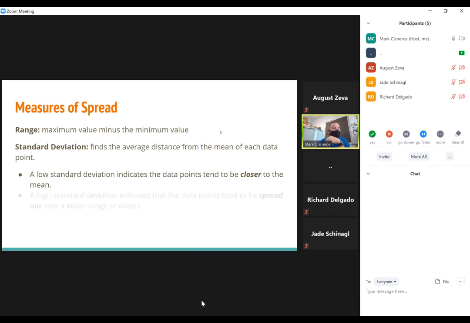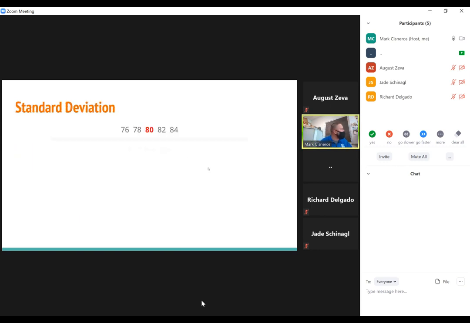But if it has a high standard deviation, that means the data points are really spread out. So I can still have an average of a 70, but I have a lot of grades in the 50s and a lot of grades in the 90s. Does that make sense? They're just more spread out. Here's what it kind of looks like on a scale that I created.